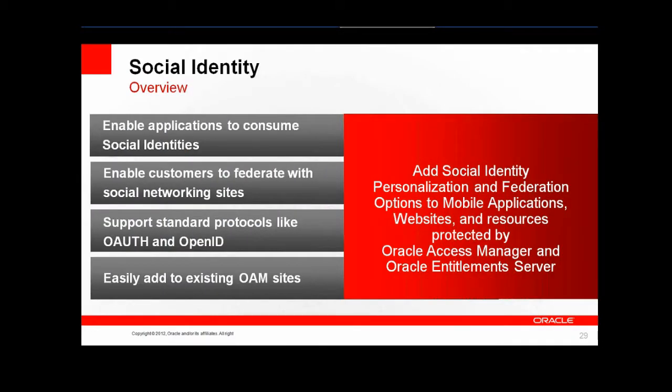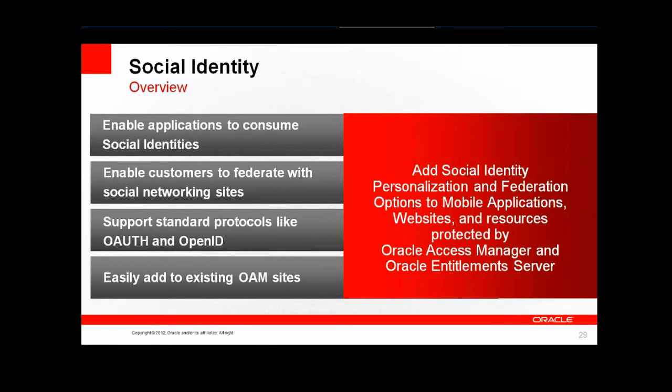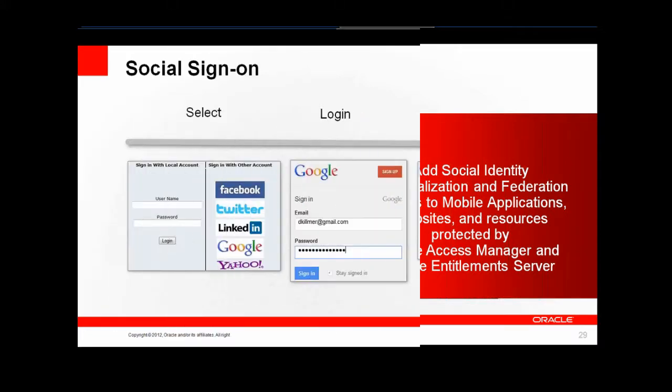So from a social identity perspective, the goal here is basically enabling applications to consume social identities, right? So making end user's life easier, wherein if the user says, I've got an account in a social site like Google or Facebook or LinkedIn, I want to use that identity. So essentially being able to use that identity, and from a mobile and social aspect, being able to work with OpenID or OAuth to get those social identity single sign-on possible, right? That's the whole goal here. This is the second piece of mobile and social infrastructure that we have.